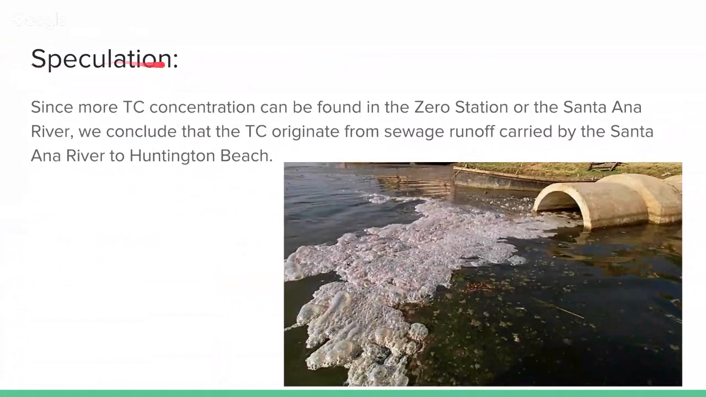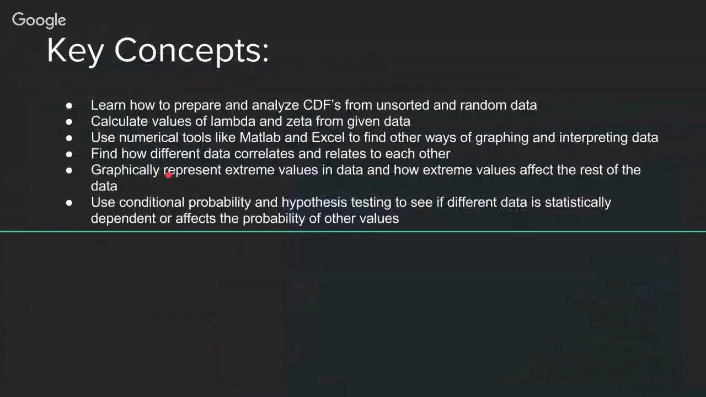So here's our speculation on why we think the TC probabilities are distributed that way. Since in our case, more TC concentration can be found at the Zero Station, or the Santa Ana River, we concluded that TC originates from sewage runoff carried by the Santa Ana River to Huntington Beach.